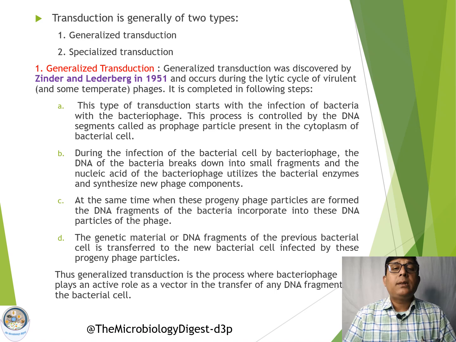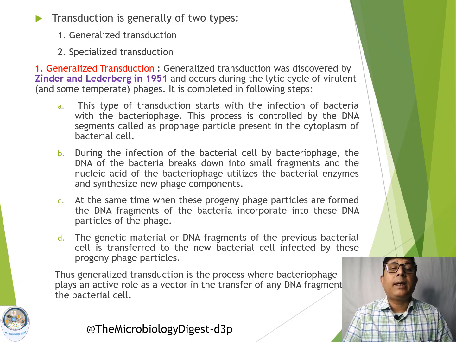So transduction is generally of two types: generalized transduction and specialized transduction. Generalized transduction was discovered by two scientists, Zinder and Lederberg, in the year 1951, and this type of transduction occurs during the lytic cycle of a bacteriophage, mostly the virulent bacteriophage, but sometimes this may also occur in case of temperate phages.